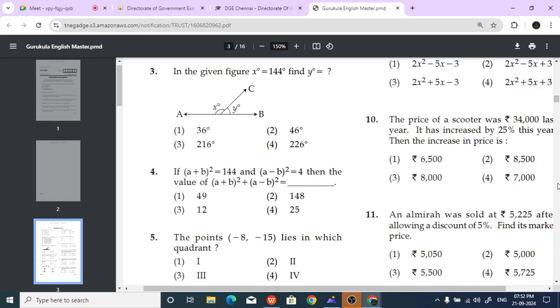Understood? Are you with me, students? Yes, sir. A plus b whole square is 144 means a plus b can be plus 12 or minus 12. Plus 12 into plus 12 will give 144. Minus 12 into minus 12 also will give plus 144. Then a minus b whole square is 4. Then what is a minus b? 2.